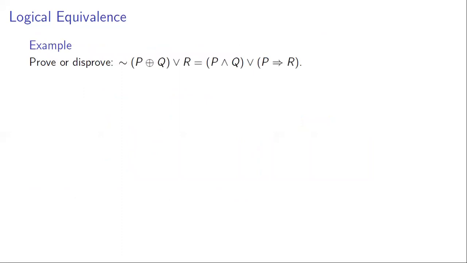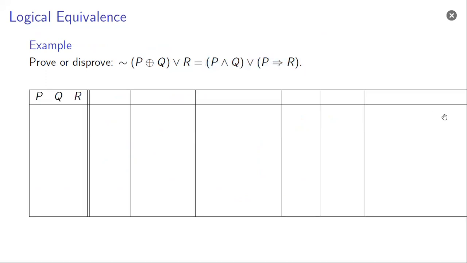Another example, prove or disprove this. In other words, is the statement not (P XOR Q) or R logically equivalent to (P and Q) or (if P then R)? So we're going to make a truth table. We have 3 variables here, P, Q, and R. We're going to have to find the final results for each of these.